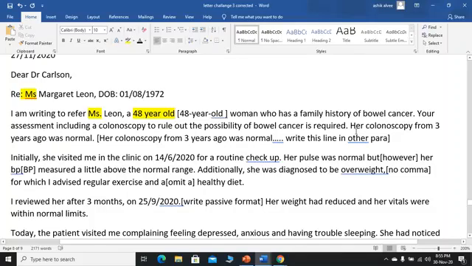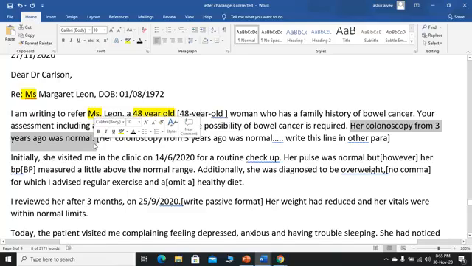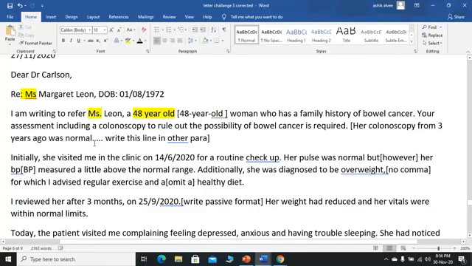In the introduction, anything except the name of the patient, the personal diagnosis, and any specific request. Only these three things will have to be written in the introduction. Other than this, you cannot put any other information in the introduction. So the line, her colonoscopy from 3 years ago was normal, is wrong to put in here. You write it in any other paragraph.